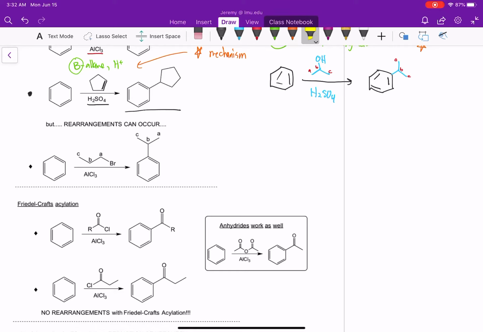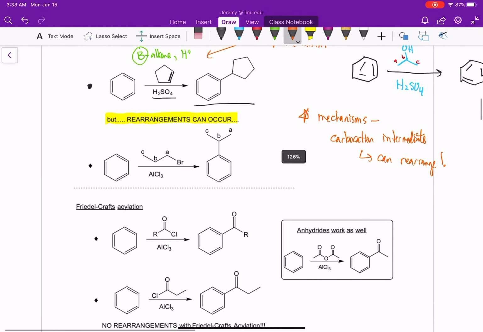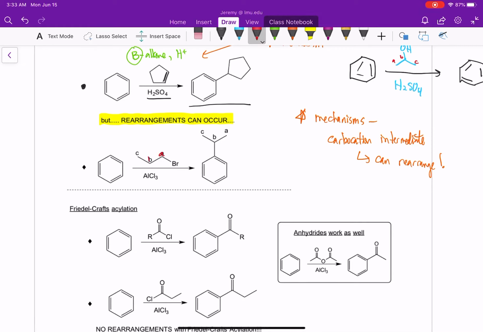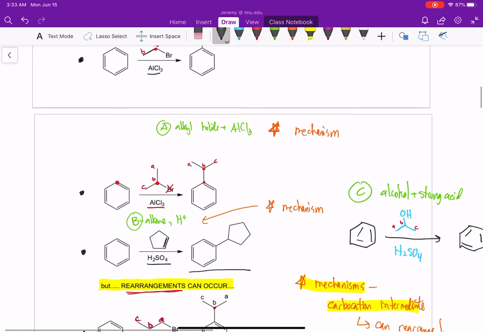One important aspect of our Friedel-Crafts alkylation reaction is that rearrangements can occur. So when we talk about this mechanism, or all three of these mechanisms for Friedel-Crafts alkylation, we will see that we will form a carbocation intermediate. And anytime we form a carbocation intermediate, it can rearrange. So if you look at this example here, we have carbon A, B, and C. We do Friedel-Crafts alkylation. Now the connection is going to be to carbon B because we have a rearrangement that occurs. And we'll discuss this a little more when we talk about the mechanism. We'll do an example of a mechanism with a rearrangement. All right, so that was reaction four.